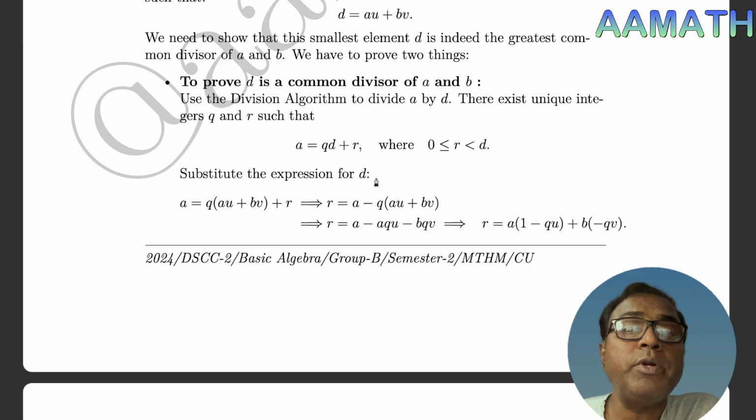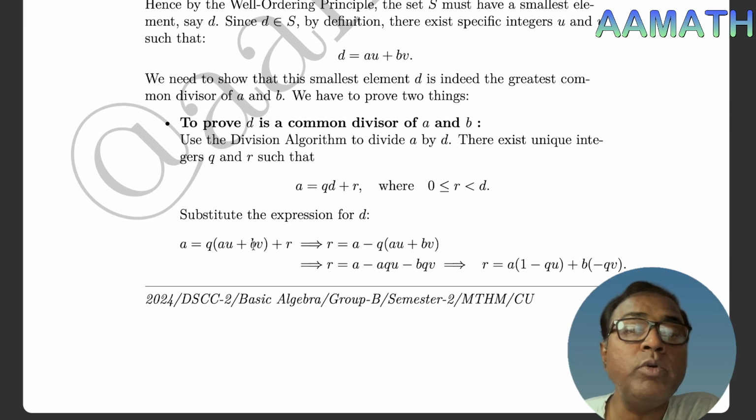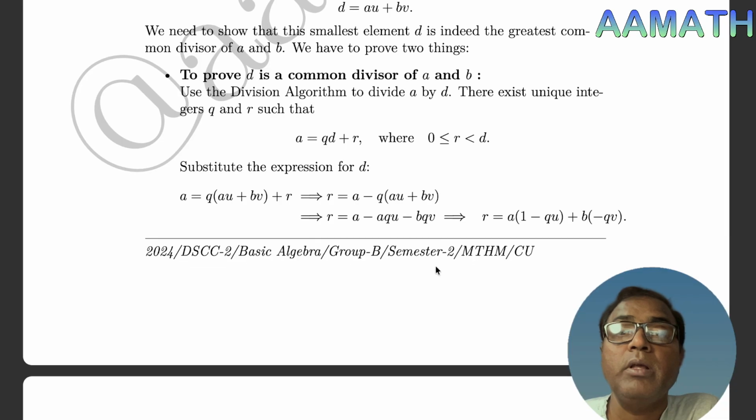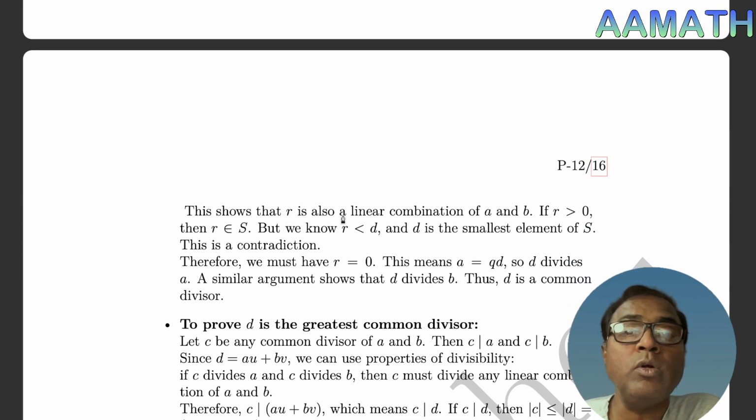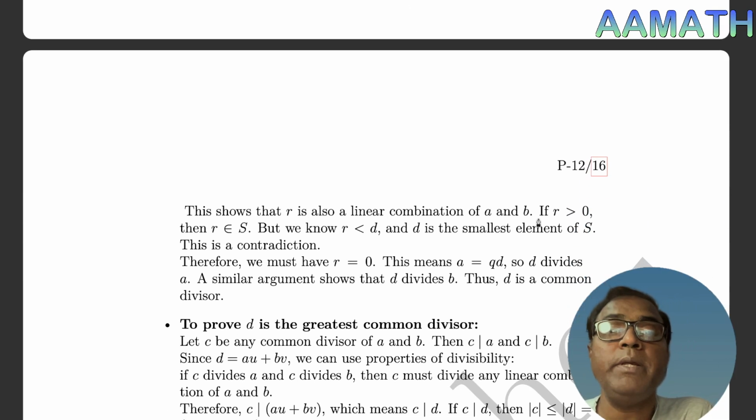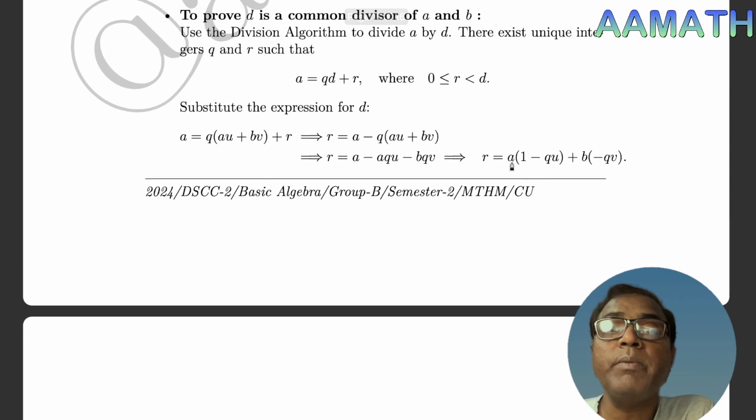Substitute the expression for d: a equals q times au plus bv. So this implies r equals a minus q(au plus bv), so r equals a(1 minus qu) plus b(minus qv). This shows that r is also a linear combination of a and b.